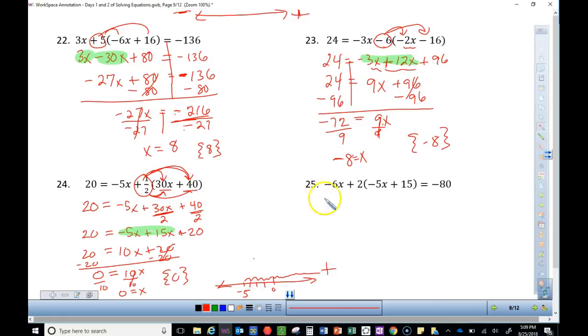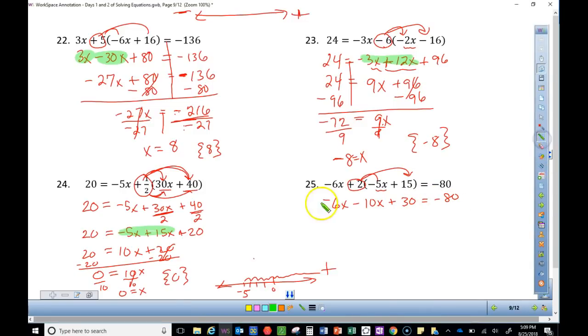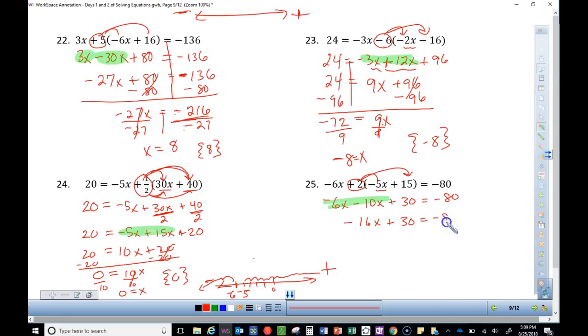Okay, one more here. Negative 6x. Positive 2 is getting distributed. So 2 times negative 5 will give us negative 10x. 2 times positive 15 is going to give us positive 30. And that equals negative 80. So then we'll combine our like terms. When I have negative 6, so picture that over here, negative 6, but we're going to take away 10, so we're going that way. So that's going to be negative 16x plus 30 equals negative 80.